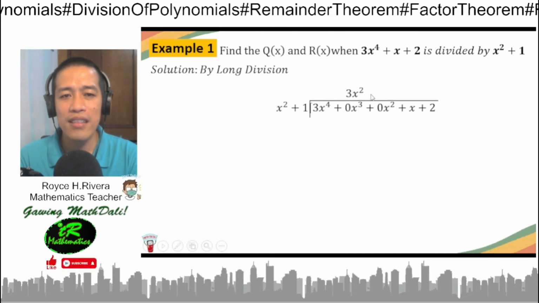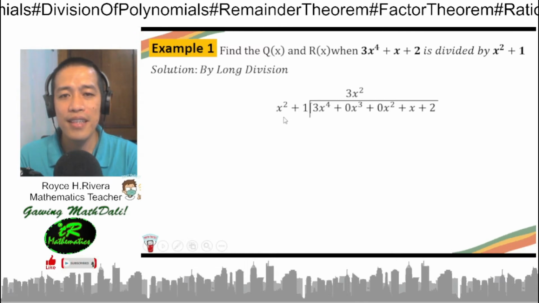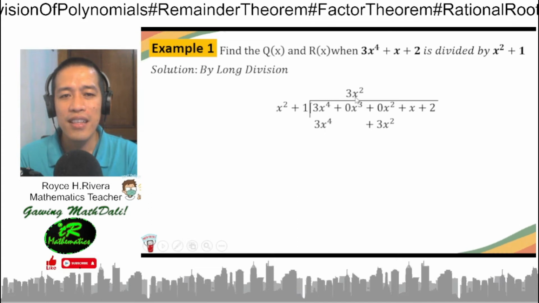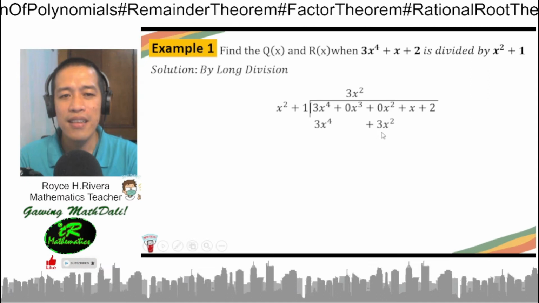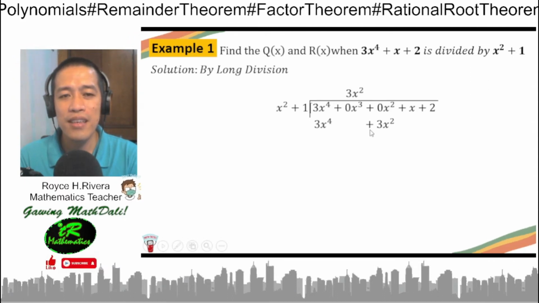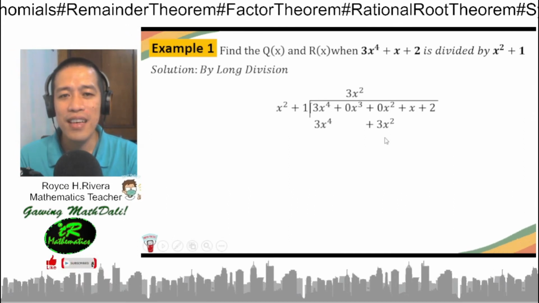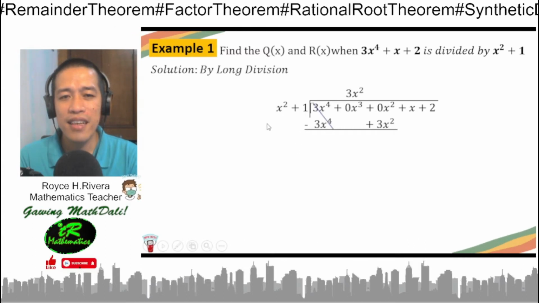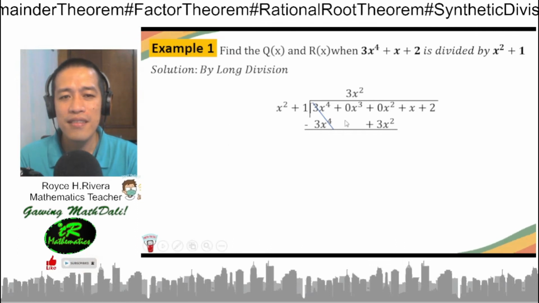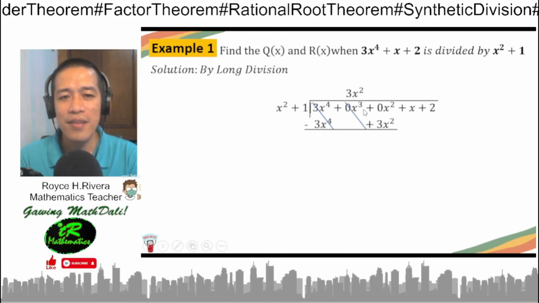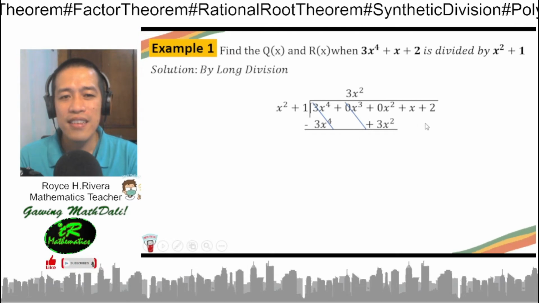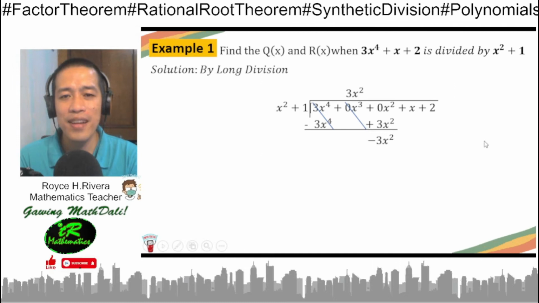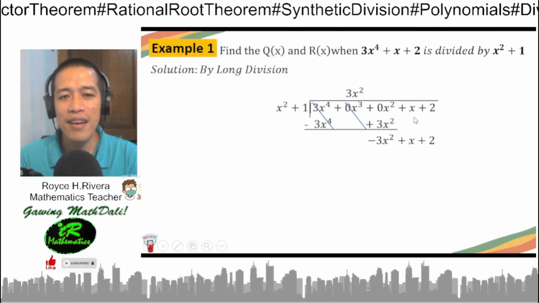And next, the quotient 3x squared will be multiplied by the divisor x squared plus 1. We will obtain 3x squared times x squared is 3x raised to 4. 3x squared times 1 is 3x squared. So that is positive, so we write plus sign. Don't forget to align like terms. Next is to subtract. So we will have 3x raised to 4 minus 3x raised to 4 is 0. 0x raised to 3 will be disregarded. Next, we have the difference of 0x squared minus 3x squared, that is negative 3x squared. Then we bring down the following terms.